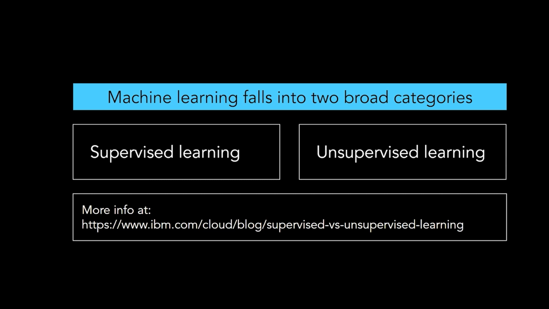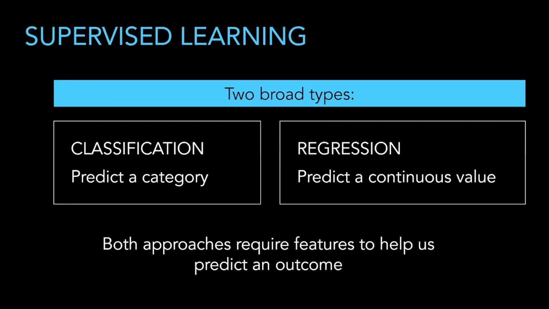Unsupervised learning is a little bit different in that it uses machine learning algorithms to analyze and cluster unlabeled data sets. These algorithms essentially discover hidden patterns in data without the need for human intervention. And we'll go through some more examples of both in a minute that'll make both ideas a little bit clearer. So within supervised learning itself, there are two broad types: regression and classification.